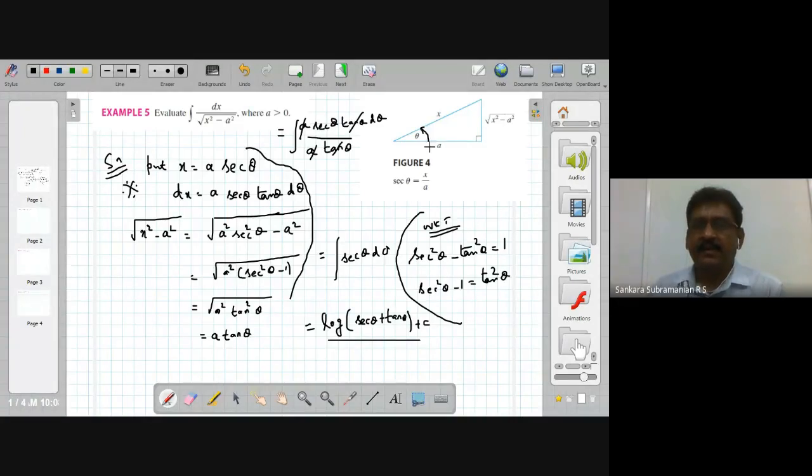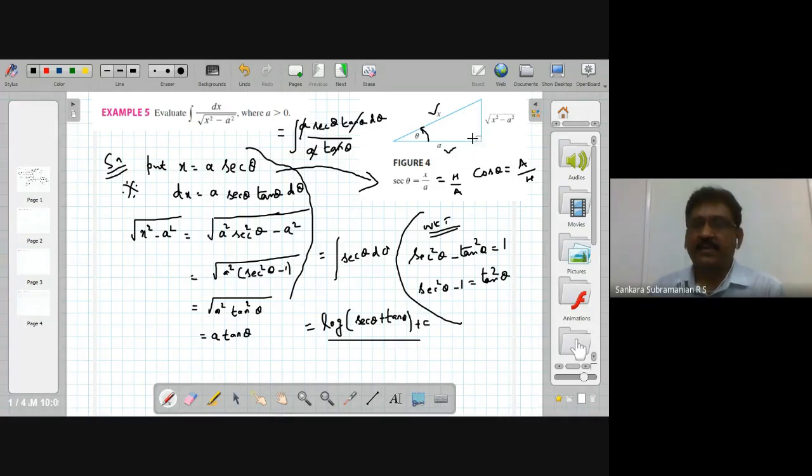We just took x is equal to a secant theta, so therefore secant theta is equal to x by a. What is secant theta? It is 1 by cos theta, and cos theta is adjacent side by hypotenuse, so secant theta is hypotenuse by adjacent side. So the hypotenuse is to be taken as the value x, and the adjacent side will be taken as the value a.